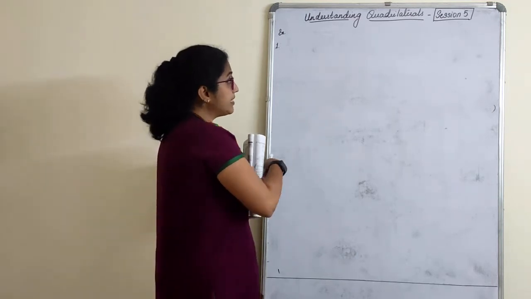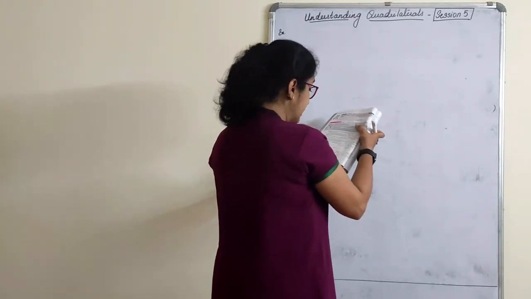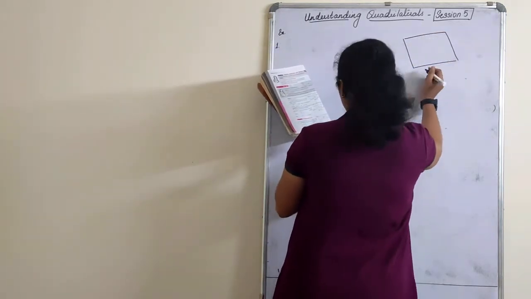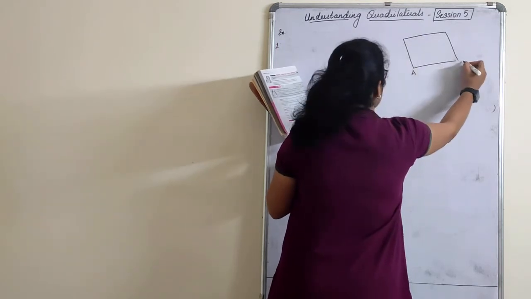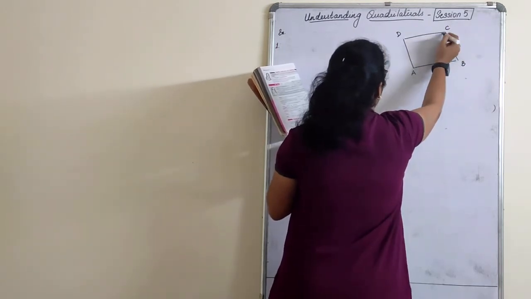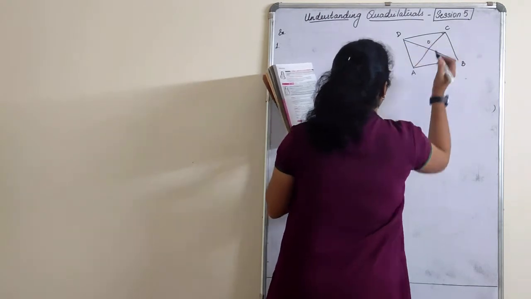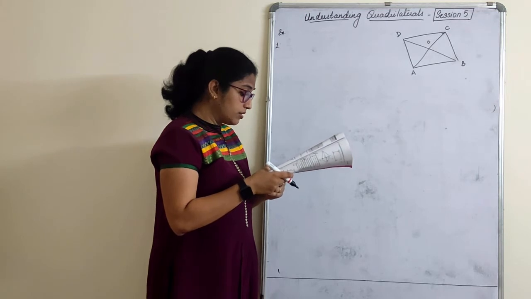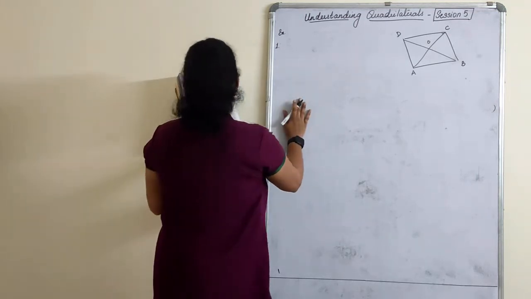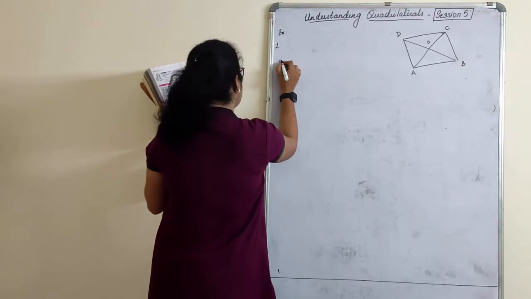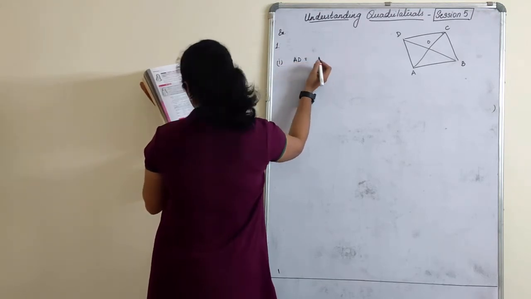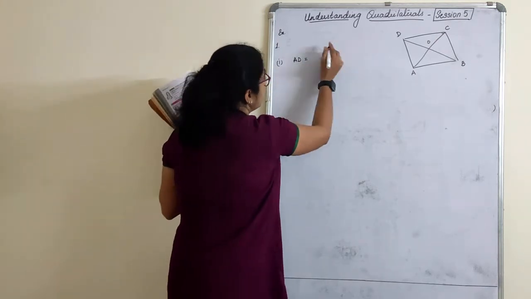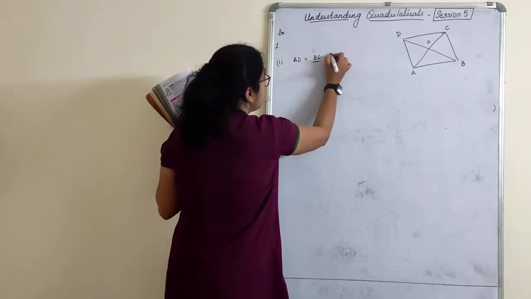First one, whatever diagram is given, draw it neatly on your right hand side and start your sum from your left hand side. A, B, C, D. AC and BD are the diagonals intersecting at O. So complete the given things according to them. Given a parallelogram ABCD. In this, first I will write AD is equal to, with a property used. What is AD equal to? AD is equal to BC.